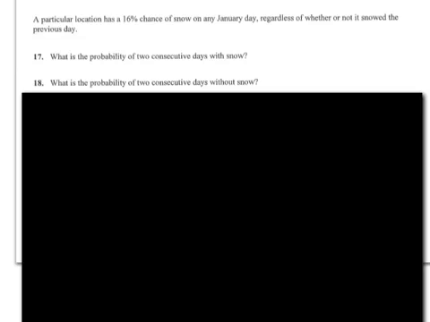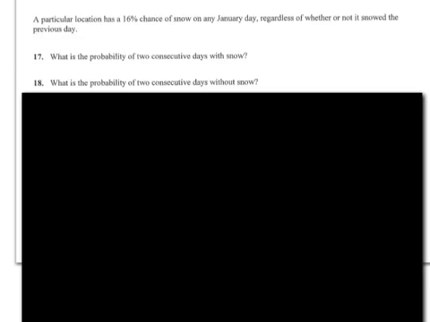Okay, number 17 and 18. A particular location has a 16% chance of snow on any January day, regardless of whether or not it snowed the previous day. 17. What is the probability of 2 consecutive days with snow? So day 1 and day 2. The probability that it snows is 0.16, and the probability it snows the next day is 0.16. That's going to give us 0.0256. As a probability, that's about 2.56%.